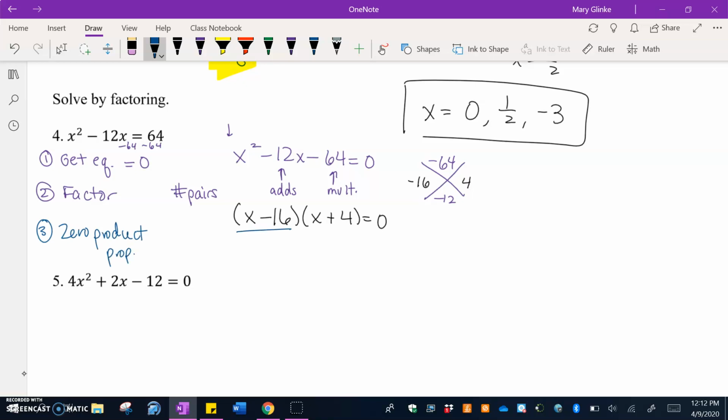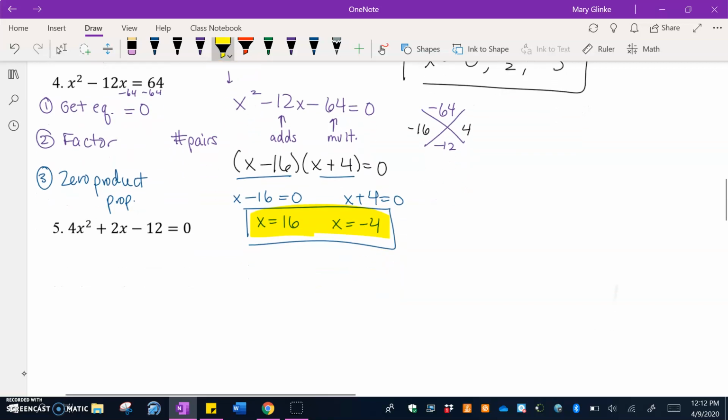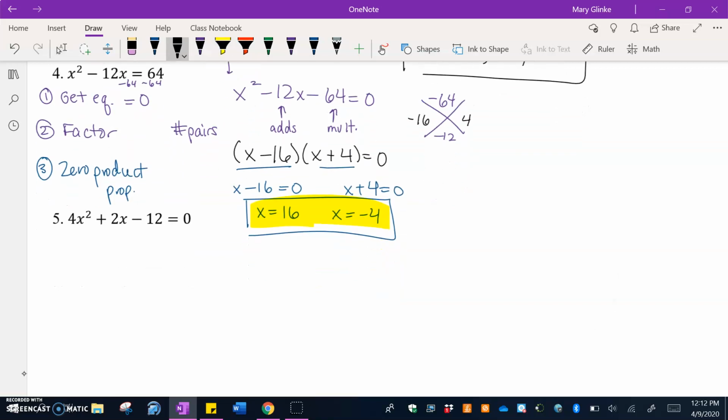Step 3 then is to use the zero product property. In essence, you're going to set each factor equal to 0, and you're going to solve the resulting equations. So we're going to get x equals 16 and x equals -4. Those would be our two solutions for this problem, that when you plug them in, you get a true equation. So let's try another one. The process remains the same.